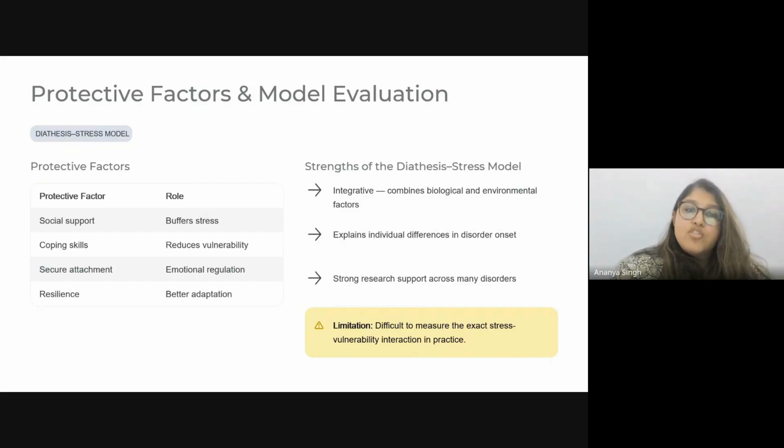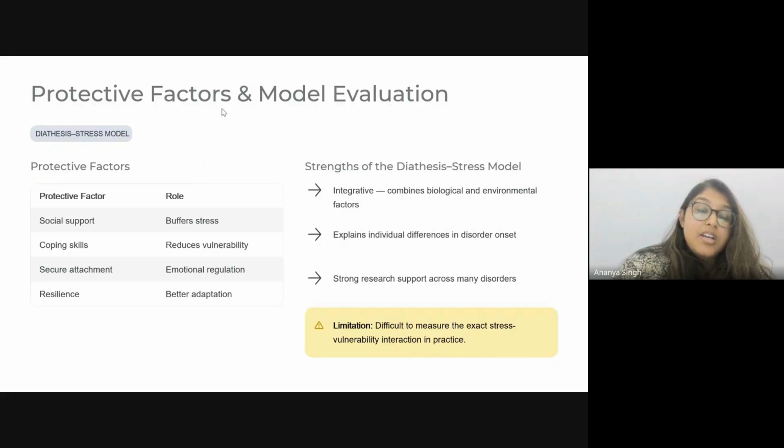Secure attachment, which leads to emotional regulation, the ability to regulate one's emotions, is a protective factor. Then there is resilience, the ability to better adapt to situations or stressors, which also becomes a protective factor.